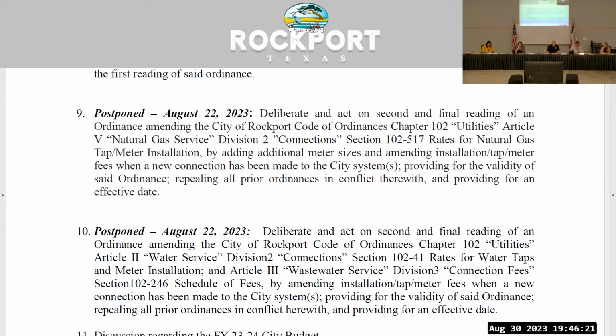Deliberate and act on second and final reading of an ordinance amending the City of Rockport Code of Ordinances, Chapter 102, Utilities, Article 5, Natural Gas Service, Division 2, Connections, Section 102-517, Rates for Natural Gas Tap Meter Installation, by adding additional meter sizes and amending installation tap meter fees when a new connection has been made to the city's system, providing for validity of said ordinance, repealing all prior ordinances in conflict therewith, and providing for an effective date. Any changes since first reading? No, sir. If there are no changes, do I have a motion?